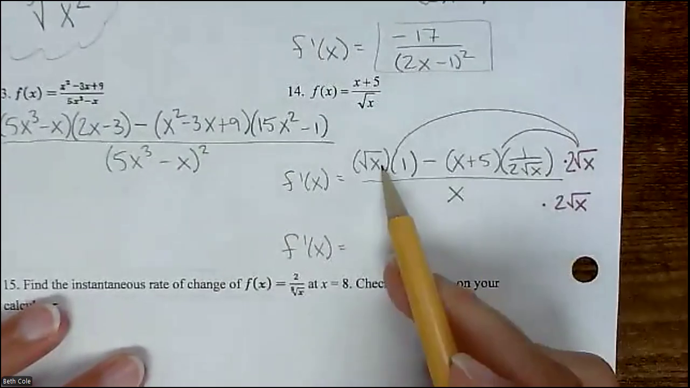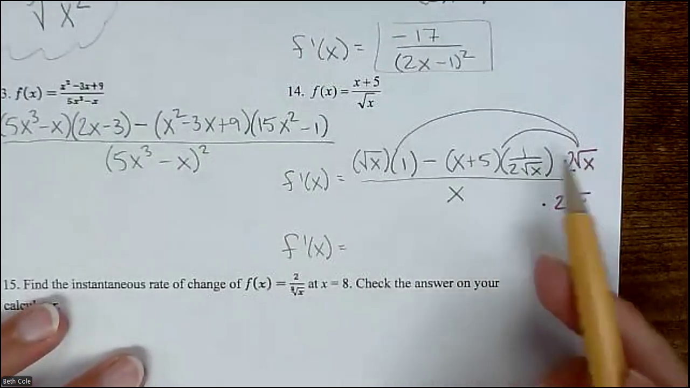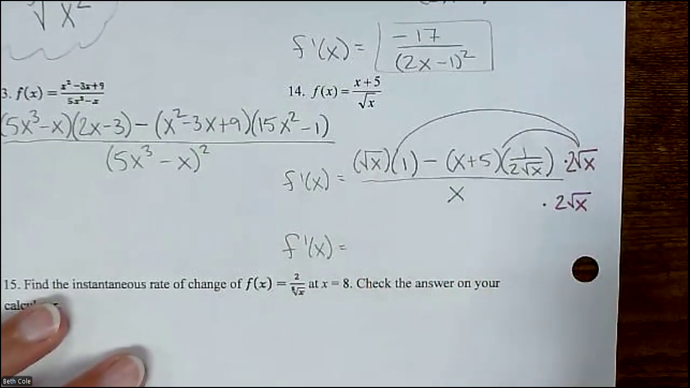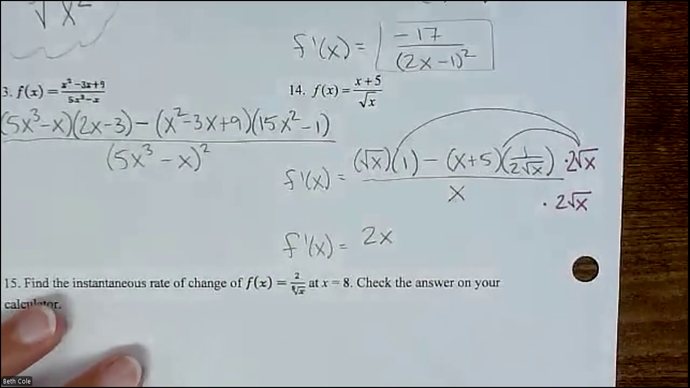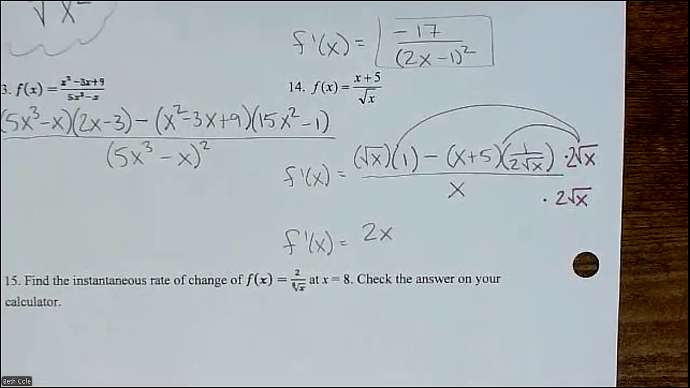So let's multiply it to the first part. 2 square root of x times square root of x. That will actually just be 2x. Good, you guys have good algebra skills. You're there. Square root of x times square root of x is just x.